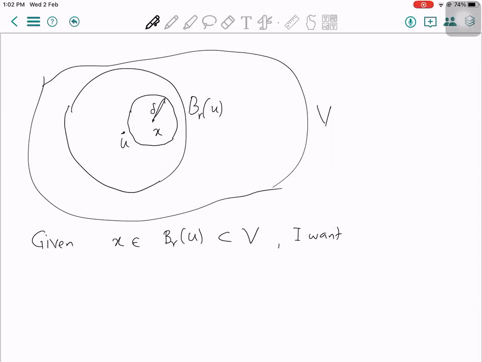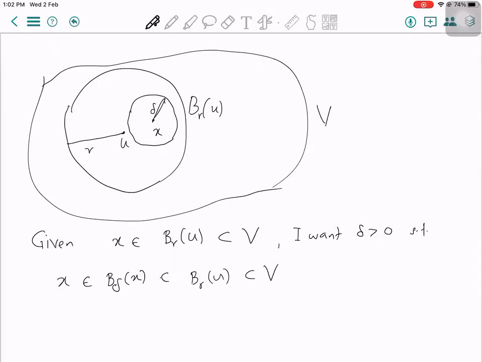And this radius over here is R, correct? I want delta greater than 0 such that X, of course, is in the ball of radius delta around X, but I want this inside the ball of radius U. And so therefore the whole thing will be inside V, which is what I claimed. Okay, so how to find delta? The setup takes more time than the proof.